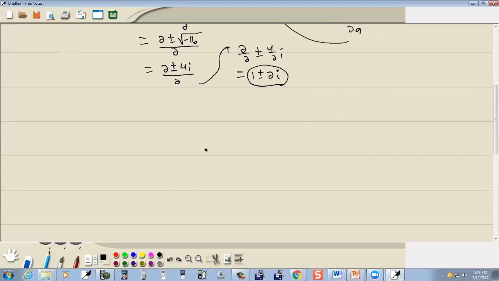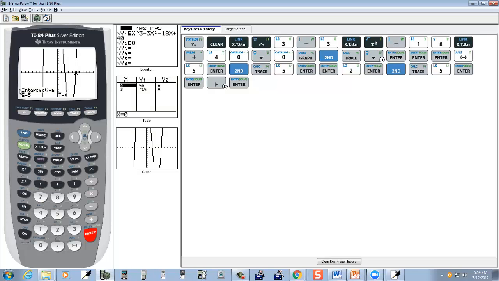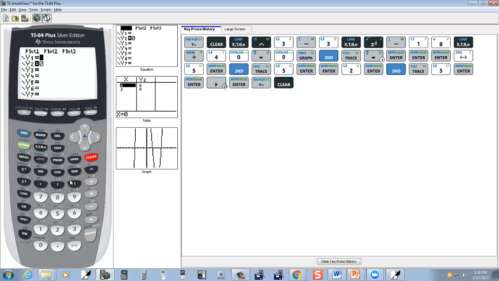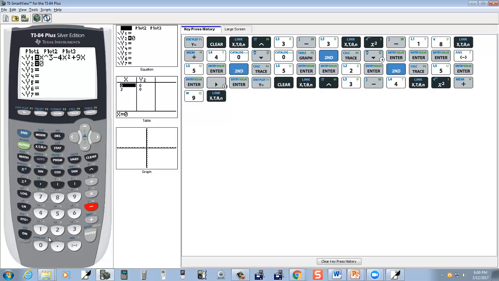Now let's show this on the calculator. So I'll work it again. We've got f of x equal to x to the third minus 4x squared plus 9x minus 10. Put our polynomial on y1. So we've got x to the third minus 4x squared plus 9x minus 10.